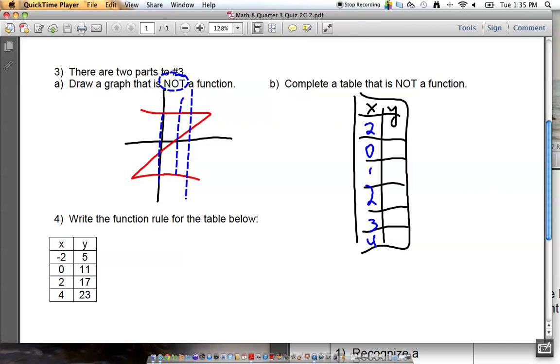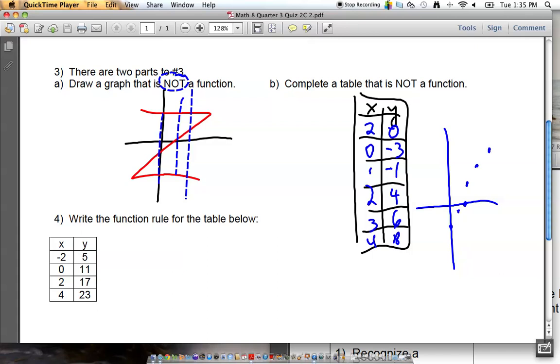As long as they repeat, I don't care what the y's say. Let's just say, for argument's sake, that the y's say: 0 is -3, 1 would be -1, 2 would be 4, 3 would be 6, and 4 would be 8. If I graph that, 2, 0 is here, 0, -3 is here, 1, -1 is here, 2, 4 is here, and then 3, 6, and 4, 8.